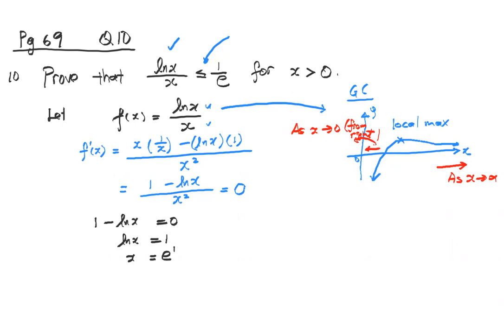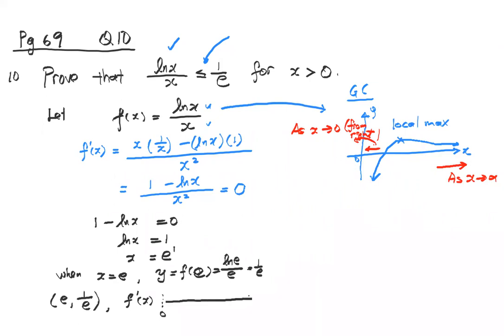Okay, so when x equal to e, the y, or our f(e), will be equal to ln e over e, which is 1 over e. So I have the point e, 1 over e. So I want to prove that this point is a local maximum. I must draw the sign diagram of f prime x.